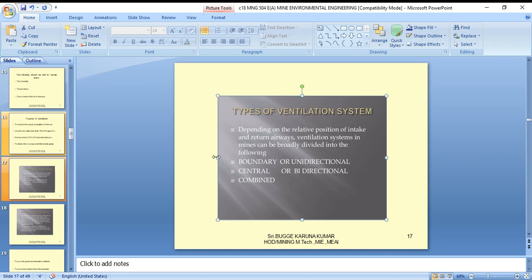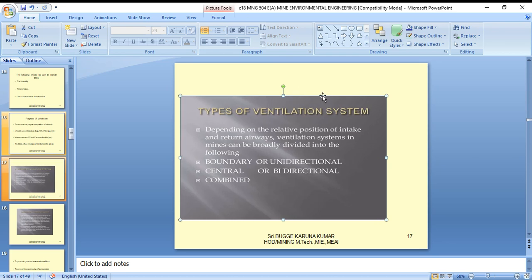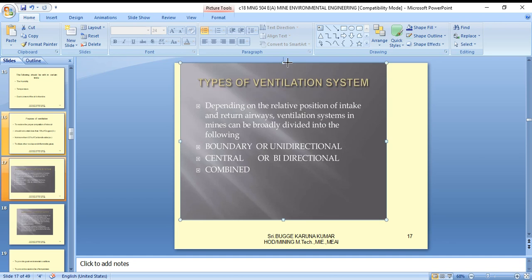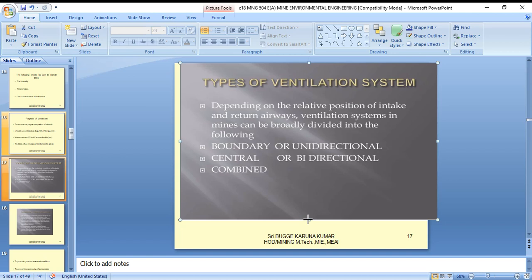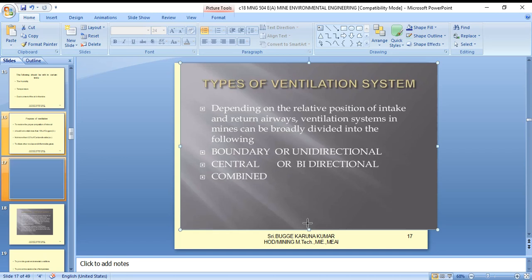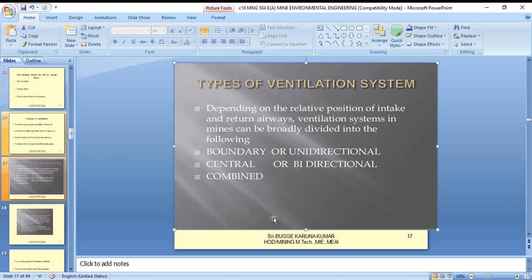So these are the general requirements for achieving the above criteria, that is, comfortable conditions in the mine. There are a number of systems. Depending on the relative positions of intake and return airways, ventilation systems in a mine can be broadly divided into the following: boundary, centralized and combined.